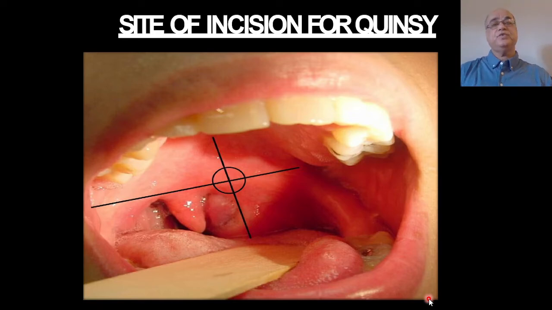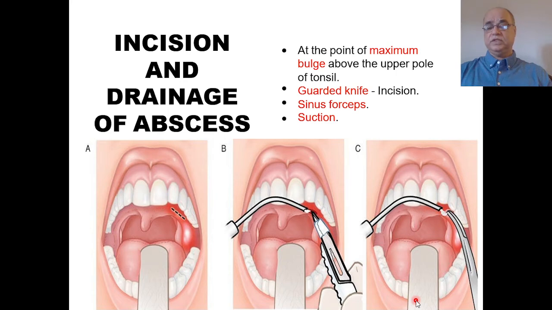For incision and drainage, as I just mentioned, there are 2 points: either the most bulging point of the abscess, or an imaginary horizontal line from the base of the uvula and a vertical line along the anterior faucial pillar, and where these 2 lines cross, there we have to incise it with a blade number 11 or this peritonsillar knife if it is available. Under a guarded knife we give the incision, and then with the sinus forceps we open the cavity and do suction to remove the whole of the pus.